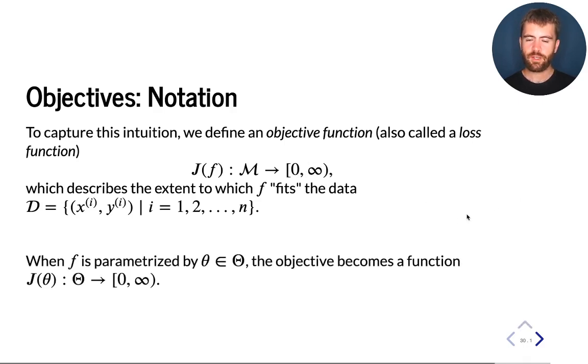Again, if the function f is parameterized by theta, then we can simply make the objective J be a function of the parameters themselves, and now we can just formulate it as mapping parameters to this output range. If the model is parameterized, then these two notations are going to be equivalent. They operate over the same set of possible functions.